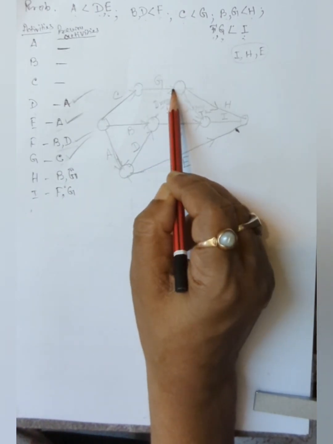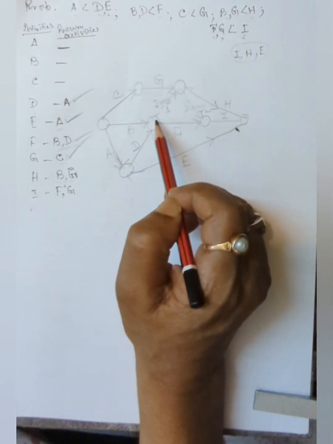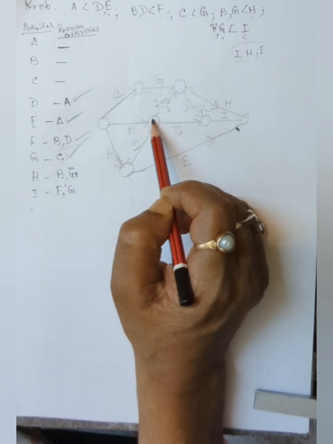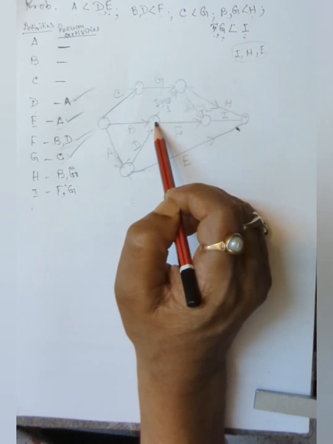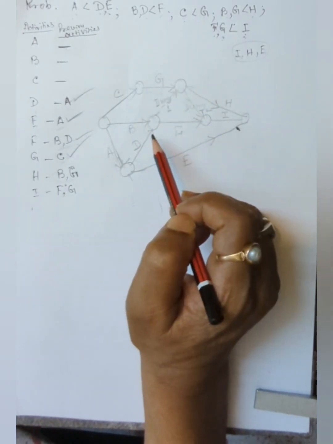We cannot merge it here. This is just for discussion here. So if you merge it here, then what would happen? And then H, then not only B and G, D will also be included.